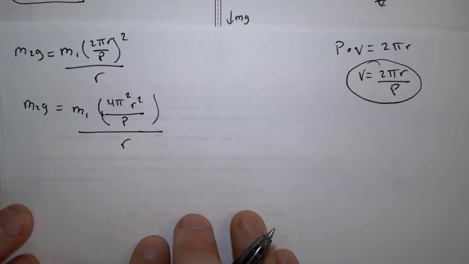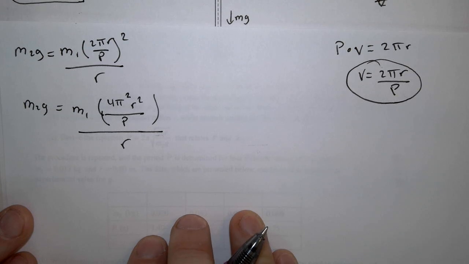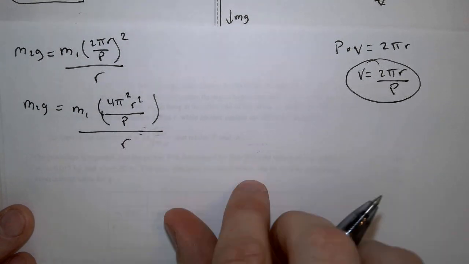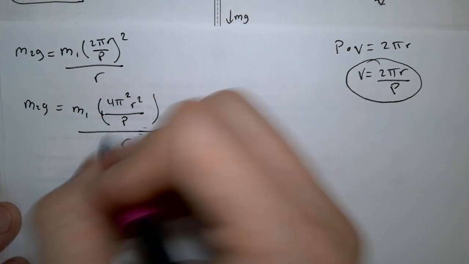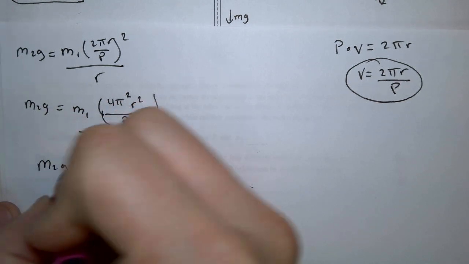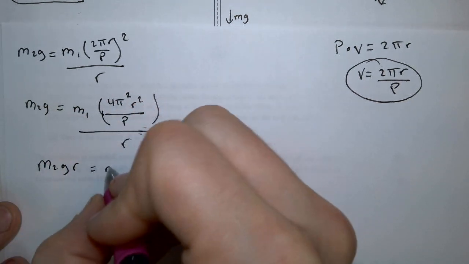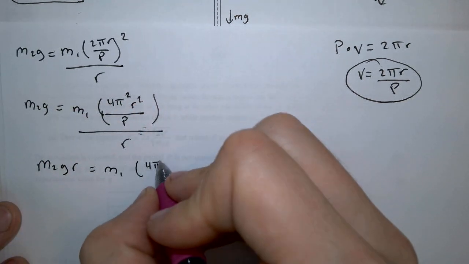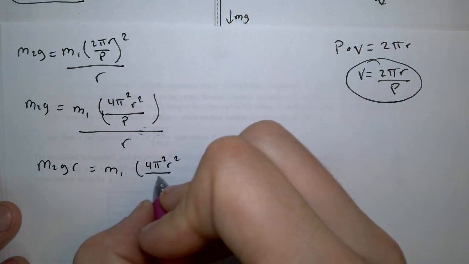So now we have to continue simplifying. We're going to eventually need to solve for p, or get p by itself. So I am going to multiply by r because I don't like this r here. m2gr is equal to m1 4 pi squared r squared over period.